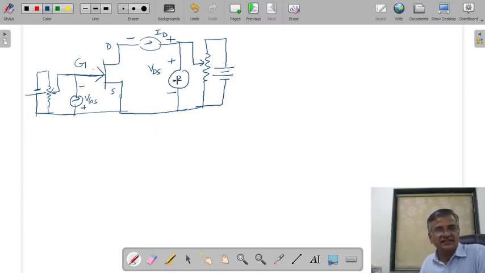output characteristics and transfer characteristics. So what are output characteristics? The relation between drain current and drain to source voltage for a given VGS is called output characteristics, or it is called drain characteristics.